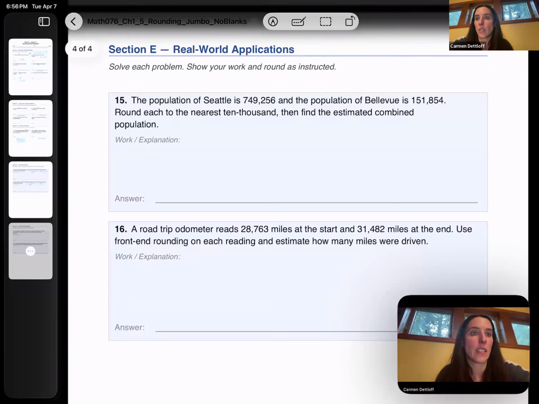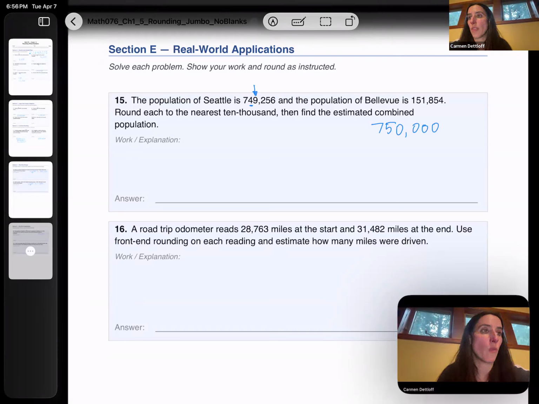Okay, let's see. So I'm going to round this one to my 10,000, which is 4, and I'm going to look at my digit beforehand, which is a 9, and 9 is definitely on the upper half of the number line, so I'm going to round up. So that's going to push me to 750,000. And then Bellevue is 151,000 and change.